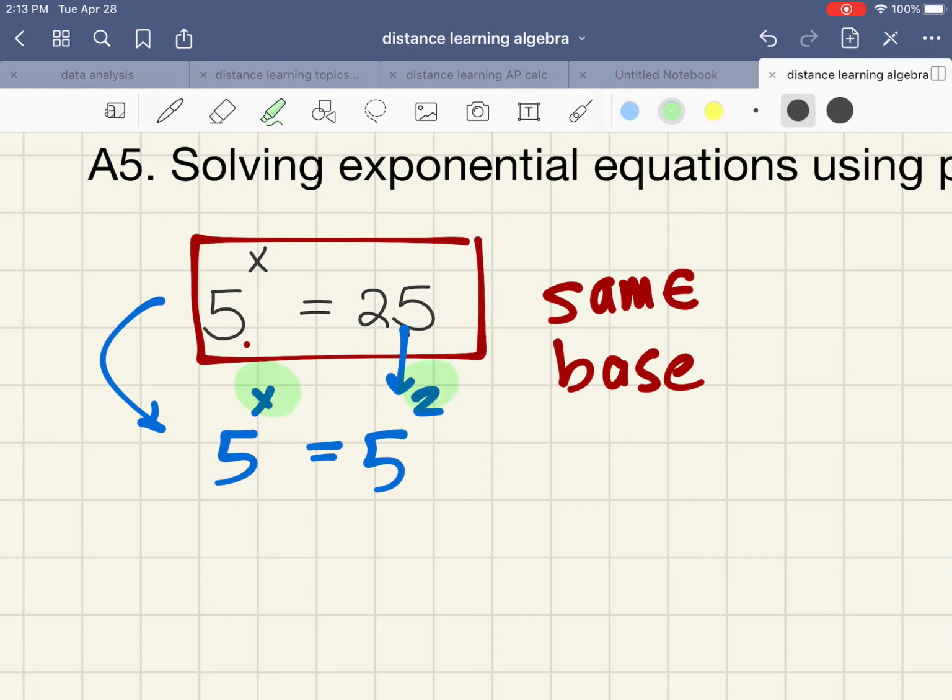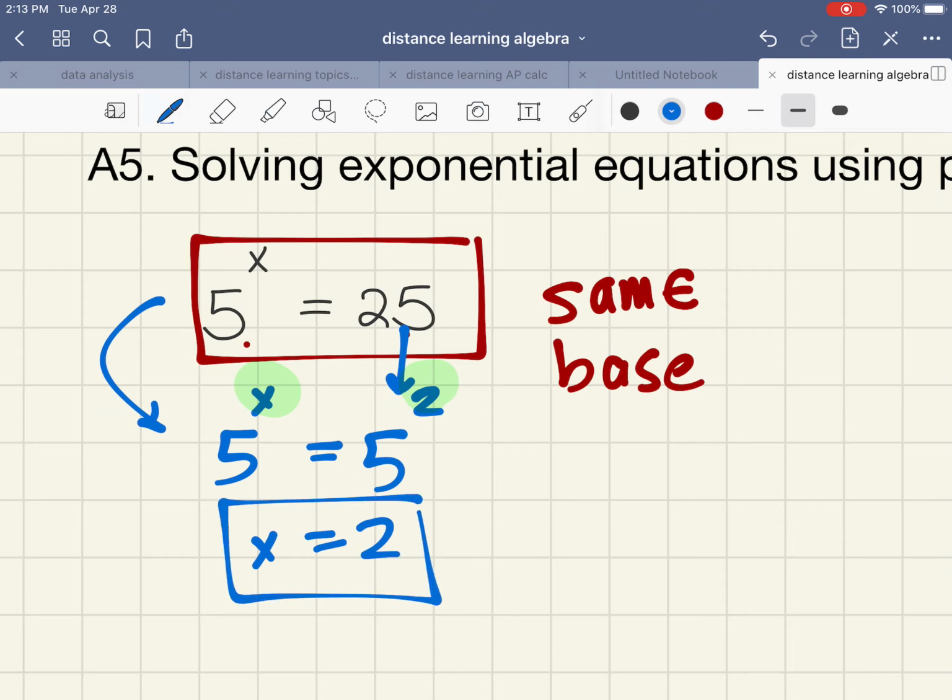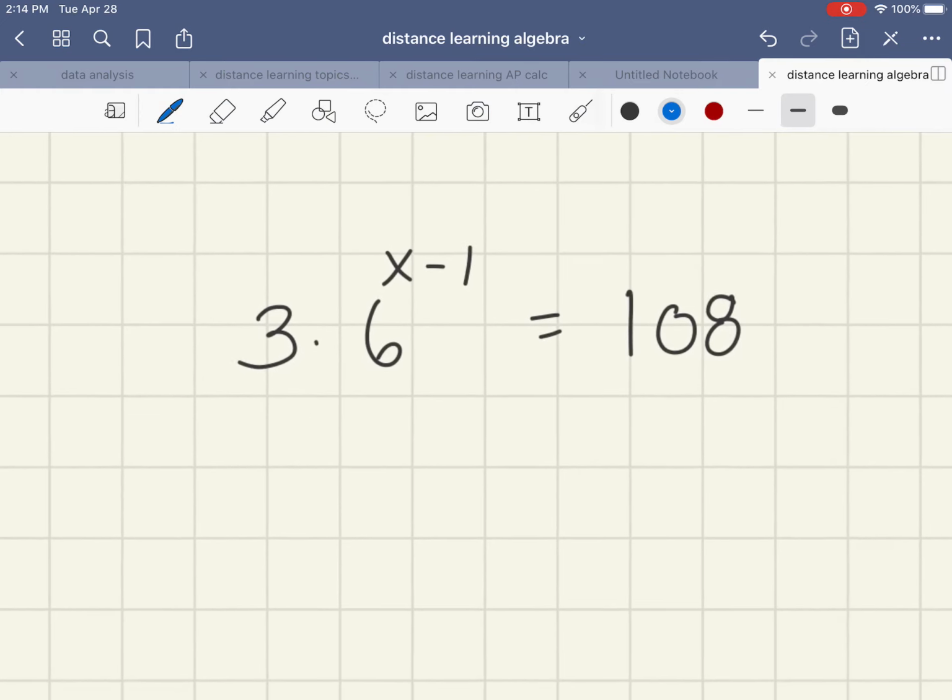And the moment I have the same base, then the exponents are equal. So I don't really need the 5s anymore because it's kind of logical. 5 to what power is 5 to the second? Oh, x must be 2. So the hard part is trying to get them into the same base. Not necessarily for this problem, but some other problems.